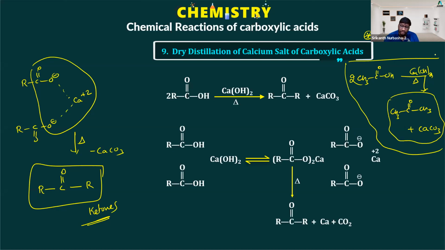Is that clear, students? And this proceeds through ionic intermediates because Ca+2 will develop electrostatic force of attraction with RC=OO minus ions. Because Ca+2 produces OH minus, which picks up the proton. Two acids have been taken, two OH minus ions pick up 2 protons to form 2 carboxylate ions and Ca+2. That upon heating will undergo loss of the respective CaCO3.